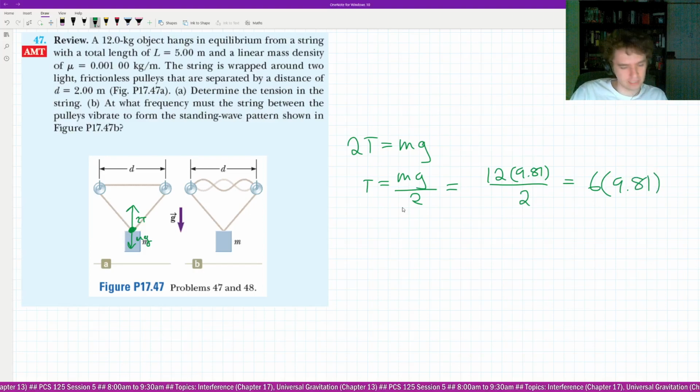Let me type this number in and see if it gets the answer, and if not, let me try it. So I got 58.6, but divide that by 2. I got 29.43 newtons. So I will look at the answer. Chapter 13, number 47.